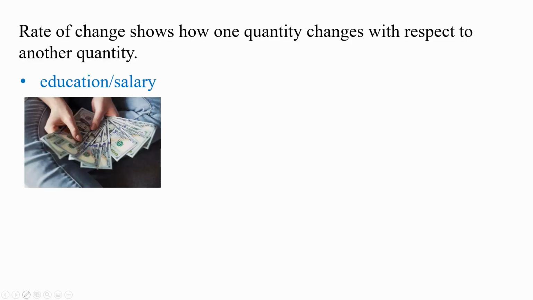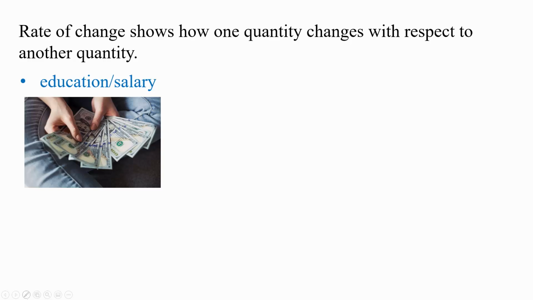A rate of change is really another way of saying how one thing changes with respect to another thing. And therefore you require two quantities, two variables as we call them in mathematics. Let's look at some examples.